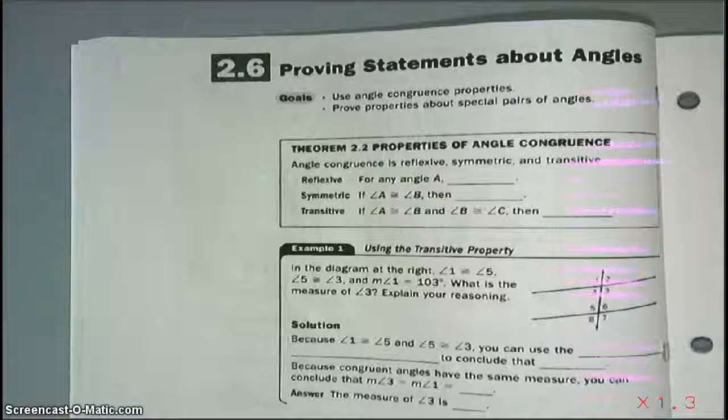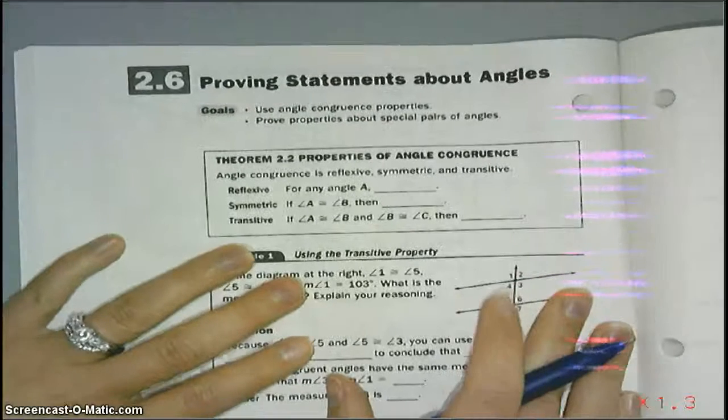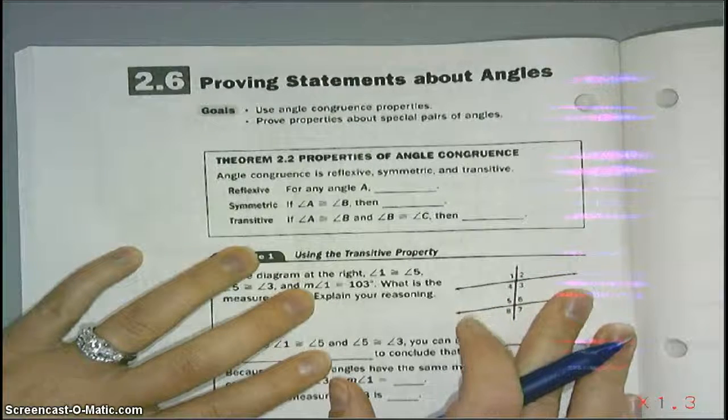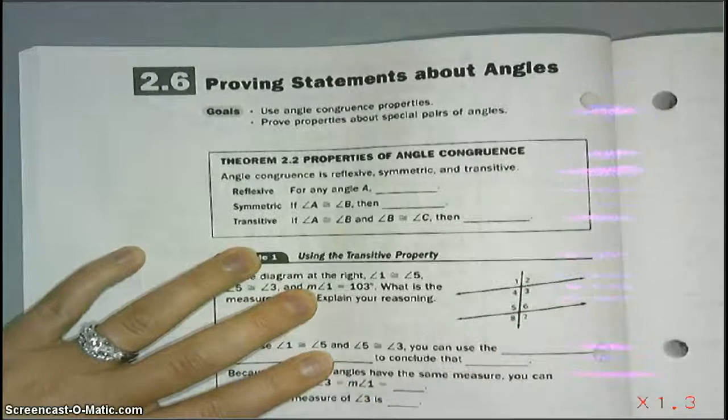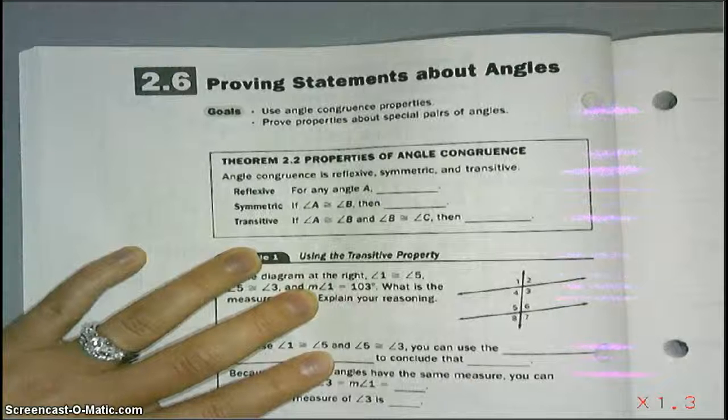Section 2.6, we will now be proving statements about angles, so back to our favorite proofs. These might be a little bit easier now that you have seen a proof with segments, and we did a lot of stuff with vertical angles and angle addition before this chapter, so hopefully it's somewhere back in your brains.